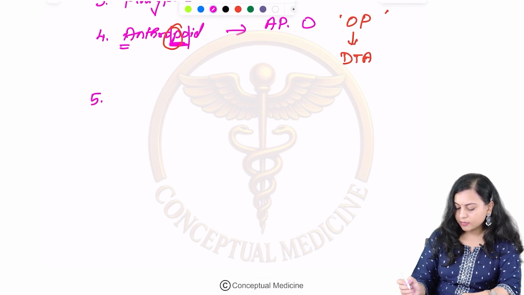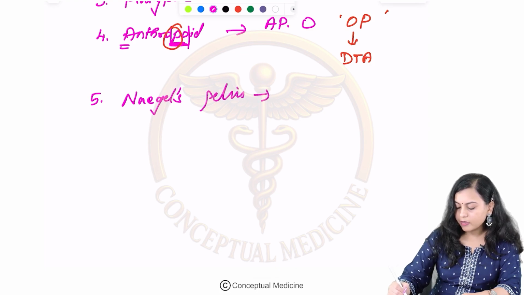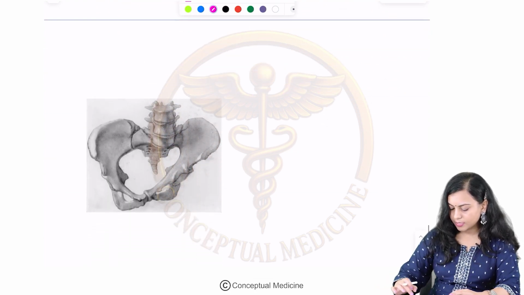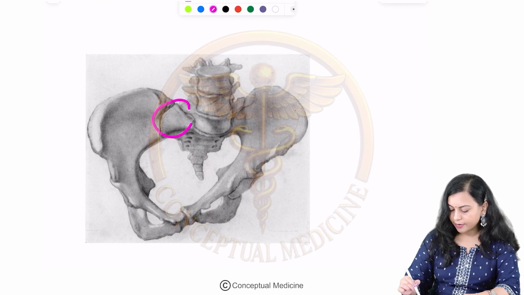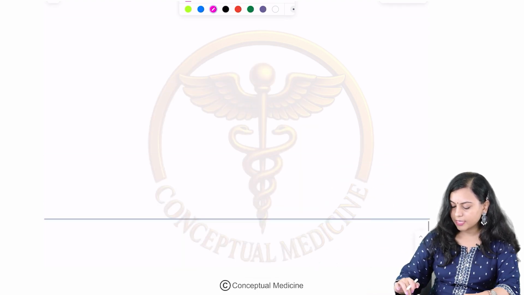And in the next one, we have anomaly of pelvis that is called as Naegele's pelvis, where one ala of sacrum is absent. So this is a picture of Naegele's pelvis. See, this is the ala of the sacrum. Here it is absent, right? It is not formed. So this is Naegele's pelvis, where one ala of sacrum is absent.